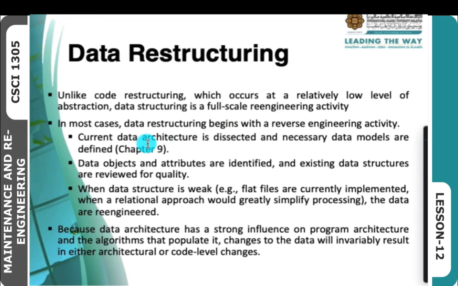First, the current data architecture is dissected and necessary data models are defined. You see the data architecture. Then data objects are identified and existing data structures are reviewed for quality. And then, all of the object attributes are identified. When the data structure is weak, the data are re-engineered.